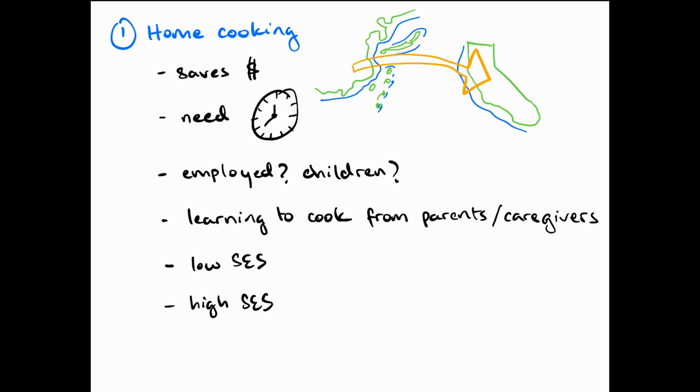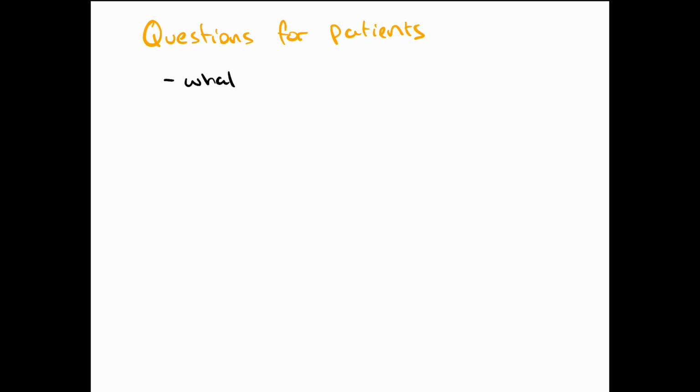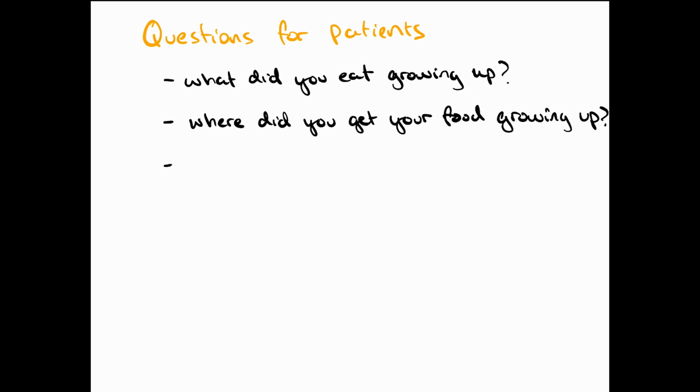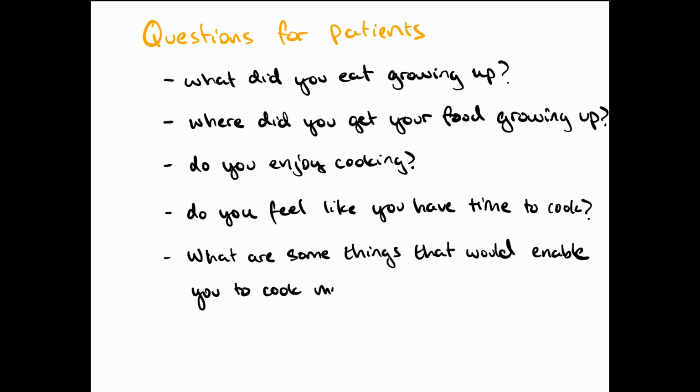So some questions you can ask your patients to evaluate their current home cooking and likelihood to cook at home in the future are, what did you eat growing up? And where did you get your food from growing up? Do you enjoy cooking? Do you feel like you have the time to cook? What are some things that would enable you to cook more? If you're able to elicit from the patient things that they themselves have identified would enable them to cook more at home, you're one step closer to being able to help them save money and improve their health through cooking at home.